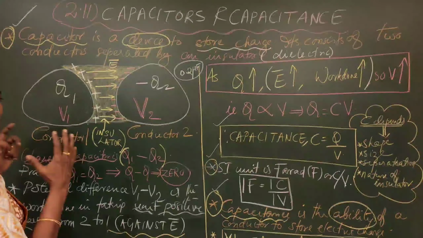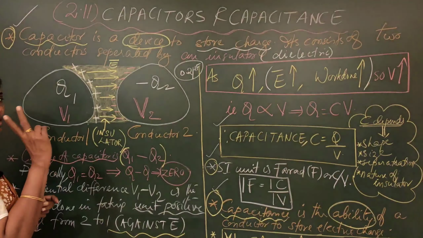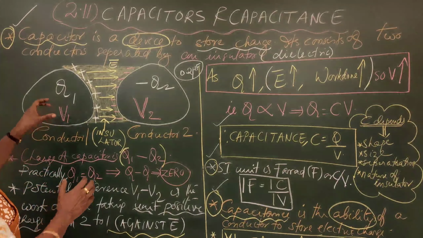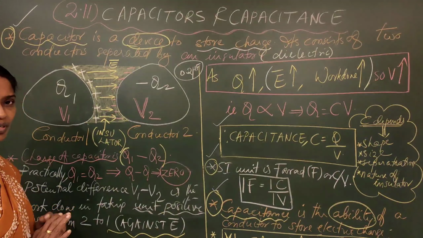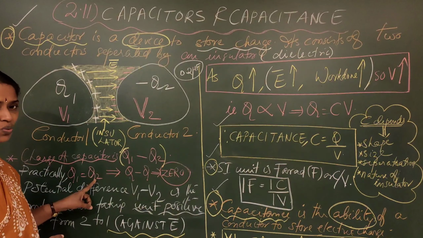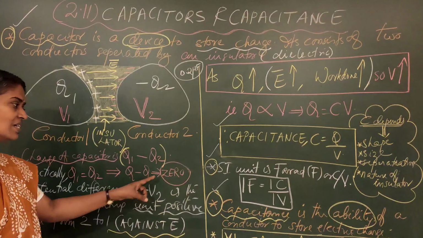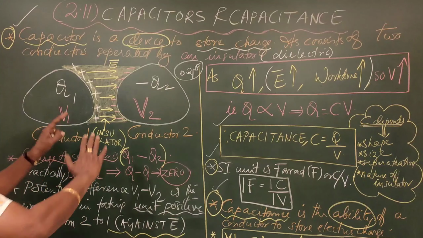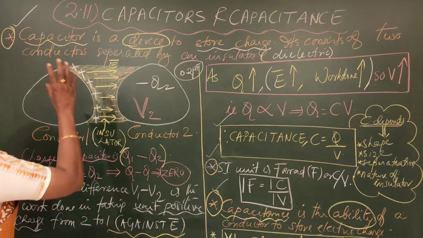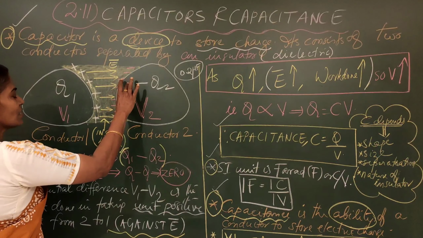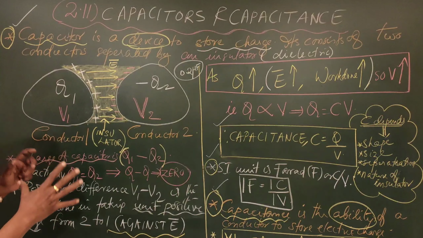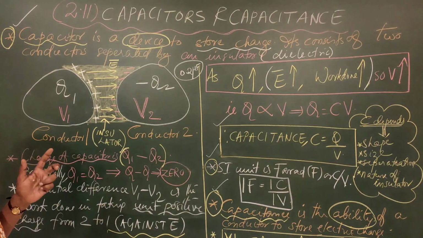Now come, we need two terms here. One, what's the net charge? Net charge is given by Q1 minus Q2, but practically Q1 will be the same as Q2. So what is the charge difference? It is 0. The charge difference normally will be 0 for a capacitor, because this will be of charge Q, and this will be of charge Q. So the difference of charge is 0. Both will be of the same charge practically.